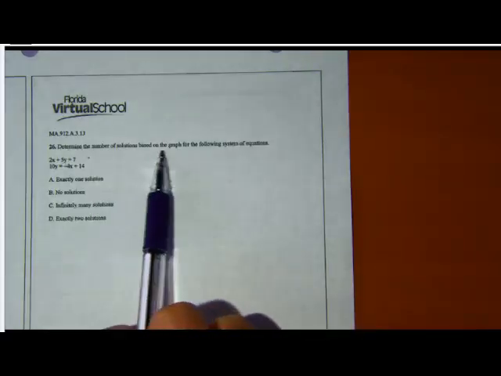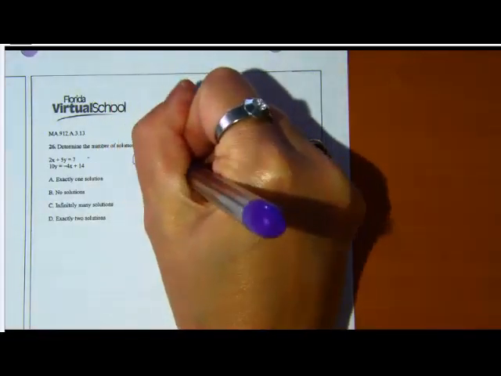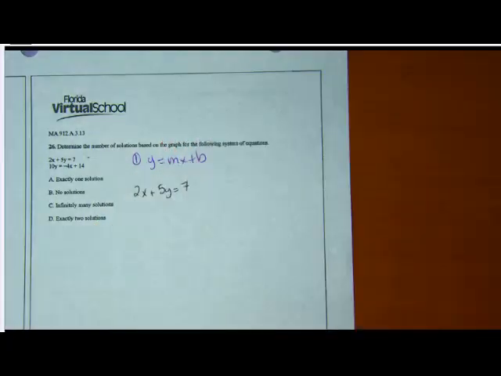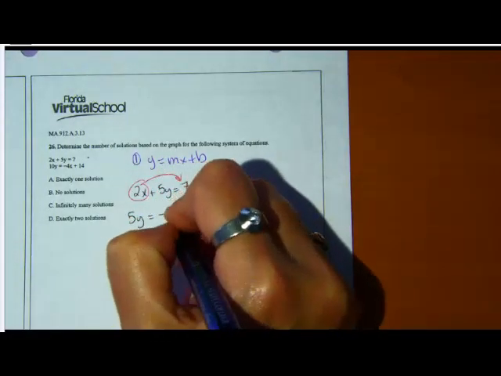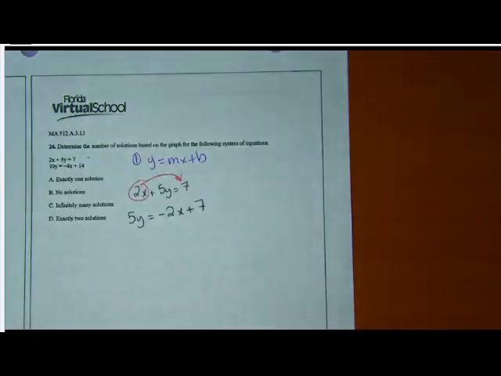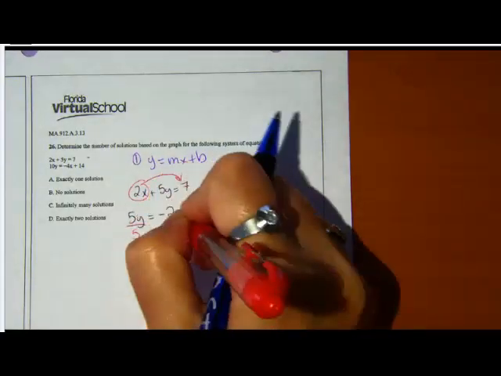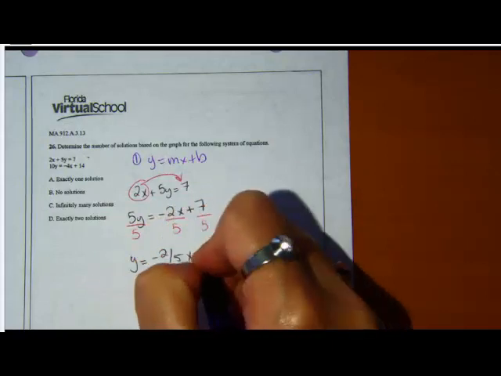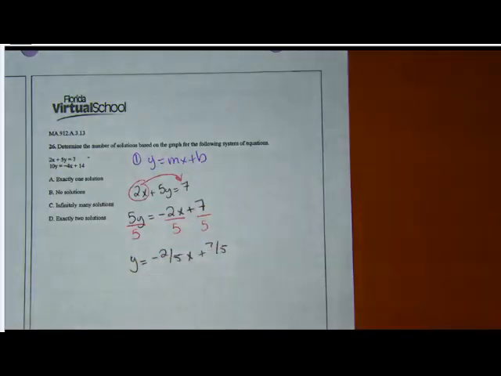Determine the number of solutions based on the graph for the following systems of equations. What we're going to do is put both of these into y equals mx plus b. So the first one, I'm going to move this 2x over. So I have 5y is equal to negative 2x plus 7. Don't forget that if you move to one side, you change your sign. Divide by 5. And I get y is equal to negative 2/5 x plus 7/5. I'm not graphing this.